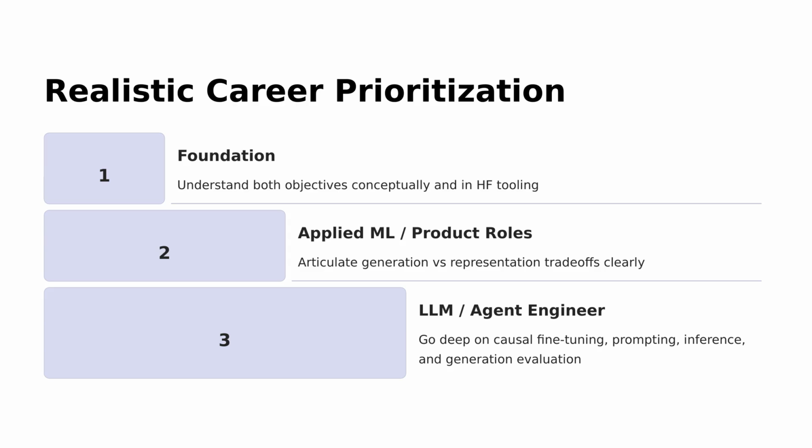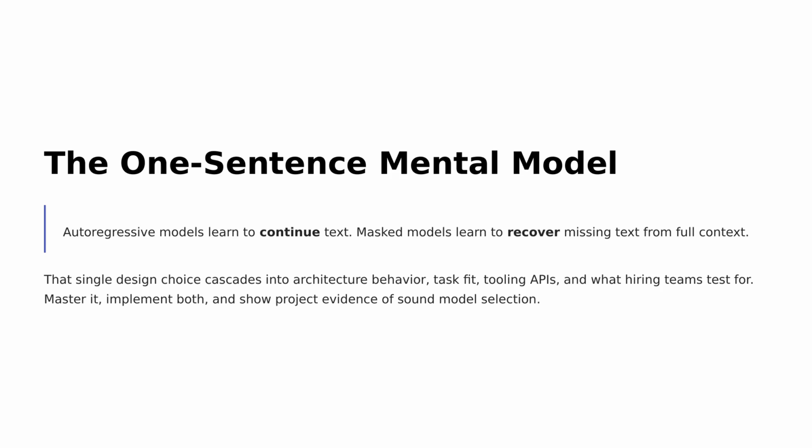Here's a realistic way to prioritize the path. First, build a strong foundation. Understand both objectives at a conceptual level and know how they show up in Hugging Face tooling. Next, for applied ML or product roles, be able to explain generation versus representation trade-offs clearly. Then, if you're targeting LLM or agent engineering, go deeper on causal fine-tuning, prompting, inference, and how to evaluate generated outputs effectively.